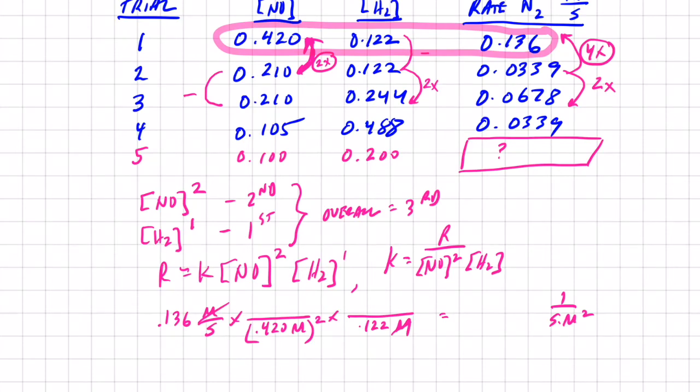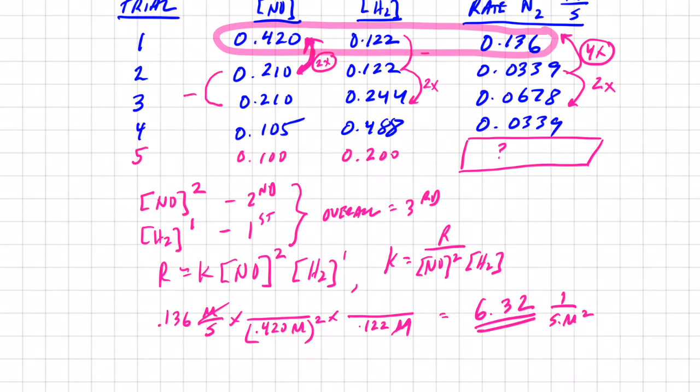0.136 divided by, now we're going to square the 0.420, so I'm going to use my parentheses key and put 0.42, caret key, squared, and close off the parentheses. And then I'm also going to divide by 0.122. And so it looks like I have 6.32 as my rate constant.